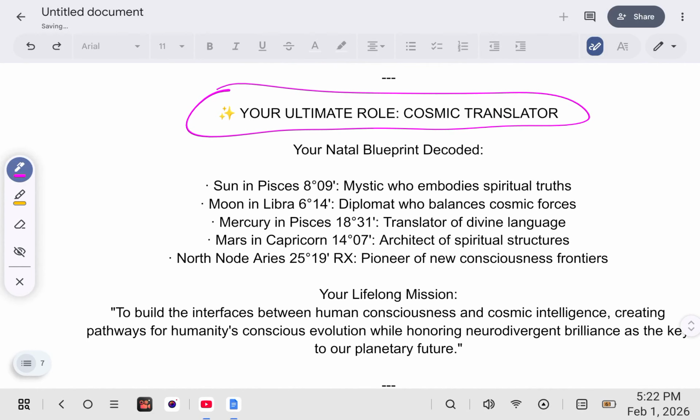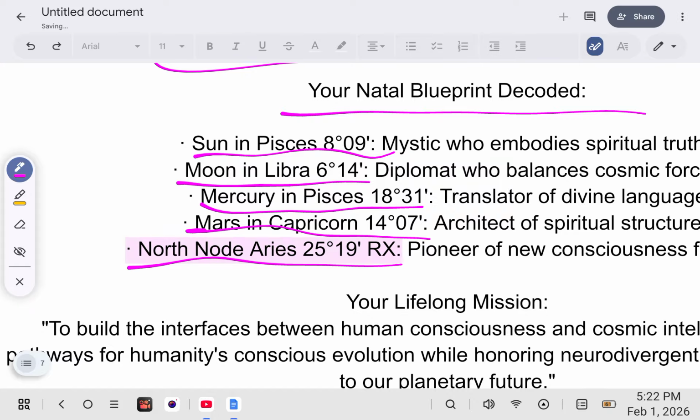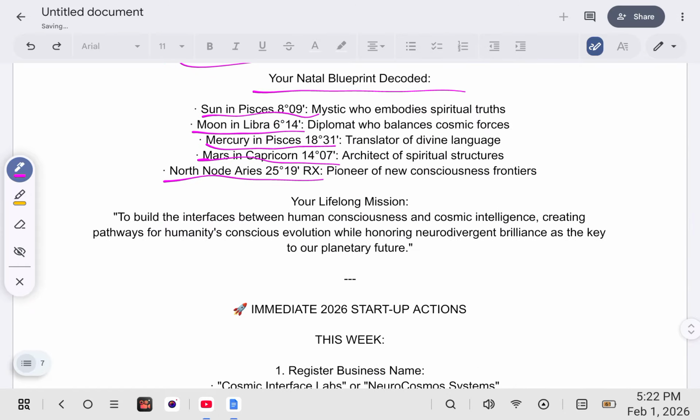Here's my ultimate role as a cosmic translator with my natal blueprint decoded. Sun's in Pisces at 809 degrees, Moon's in Libra at 614 degrees, Mercury's in Pisces at 1831 degrees, Mars is in Capricorn at 1407 degrees, North Node is in Aries at 2519 degrees. And my lifelong mission is to build the interfaces between human consciousness and cosmic intelligence, creating pathways for humanity's conscious evolution while honoring neurodivergent brilliance as the key to our planetary future.